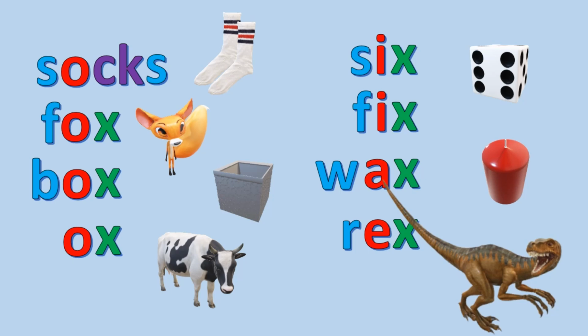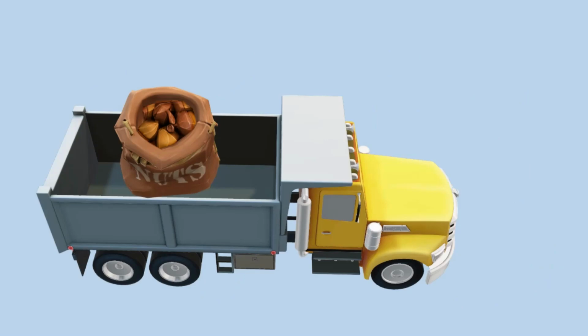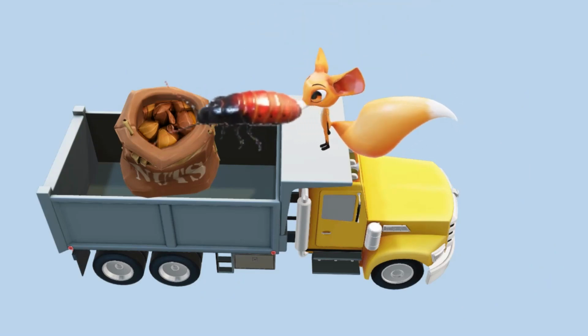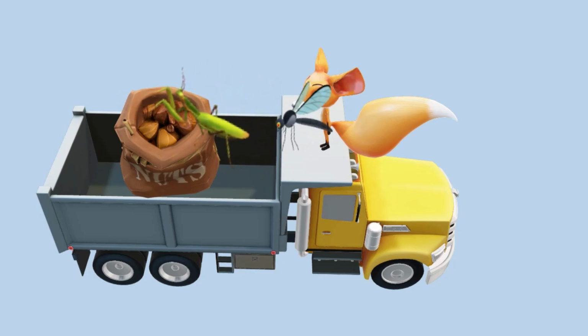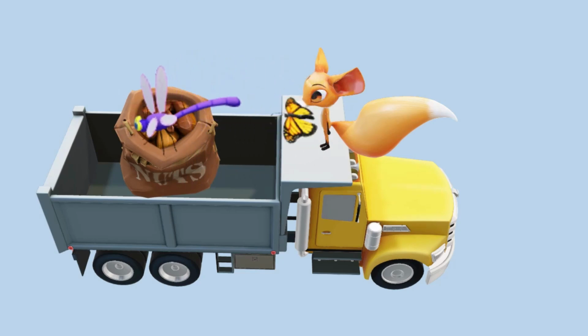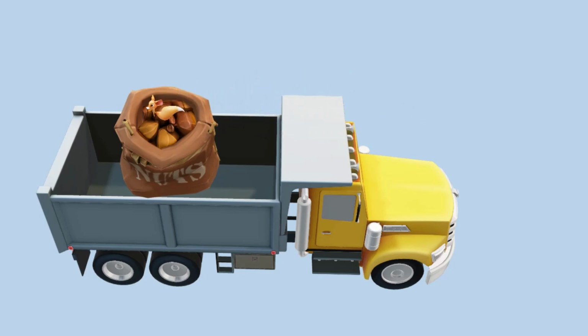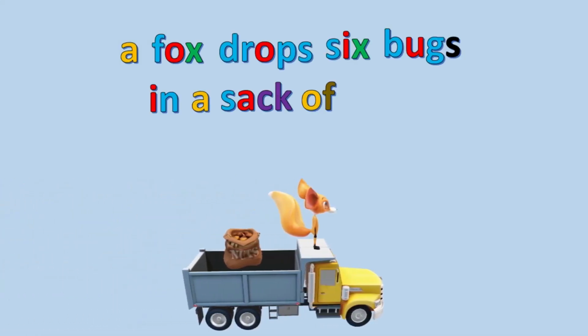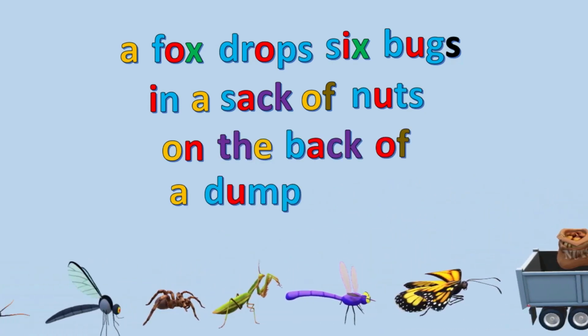Now here's a picture. And after you've had a look, I'm going to ask you to read with me the sentence that tells what's going on in the picture. Here goes. A fox drops 6 bugs in a sack of nuts on the back of a dump truck.